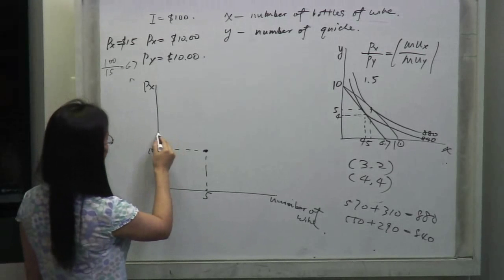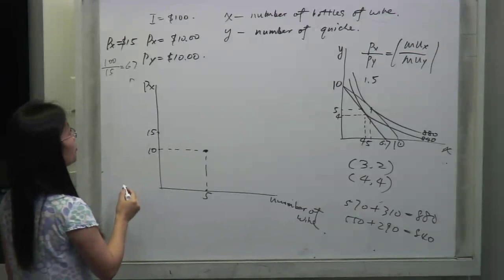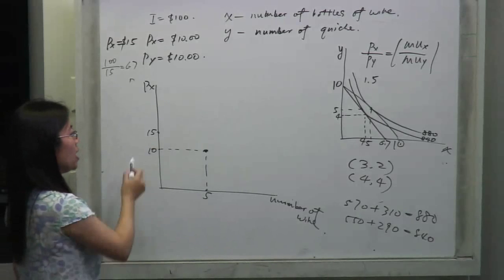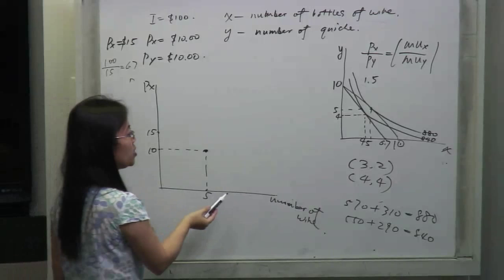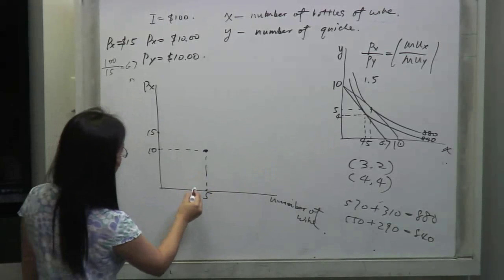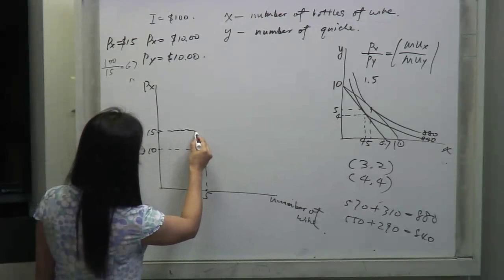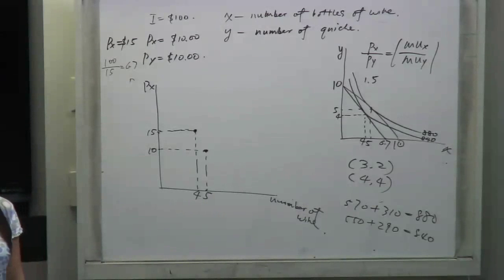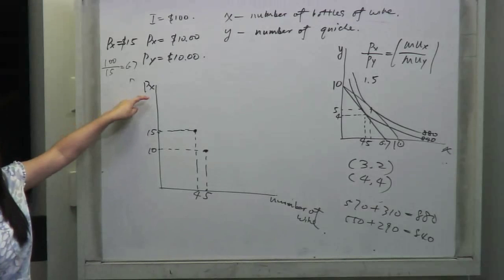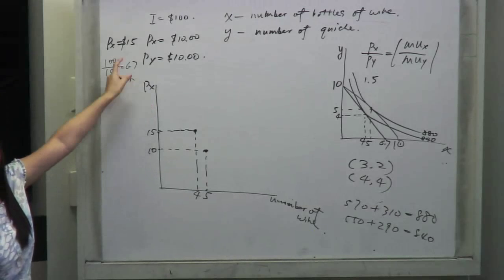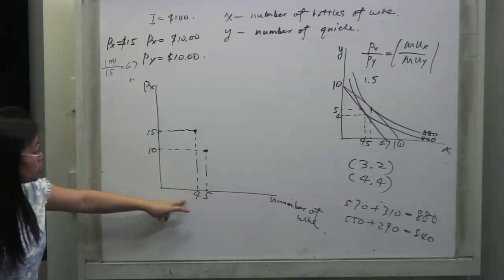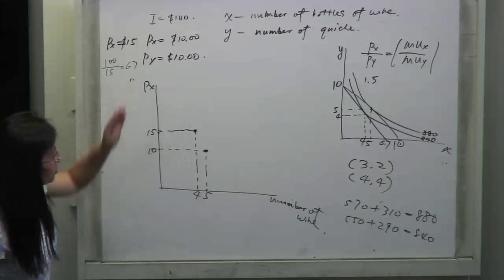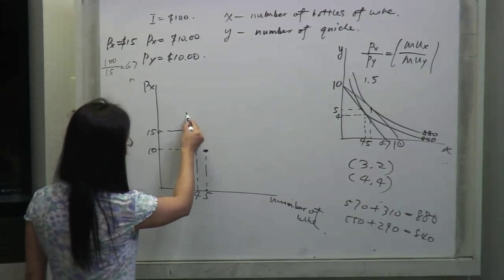Change the price to $15. Given the income remains the same, and the price of the other good is also the same, with $15 the number of bottles of wine you can consume is only 4 now. Right? So now if I keep raising the price of wine while maintaining all other things the same, the quantity will keep decreasing, right? Okay.